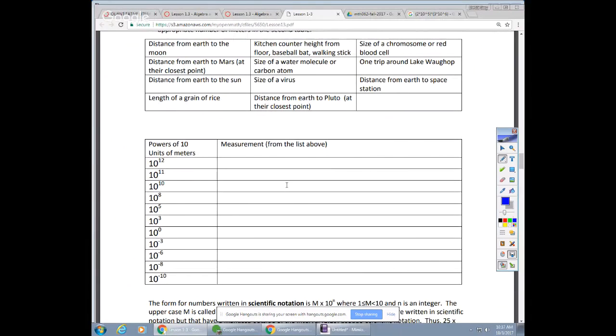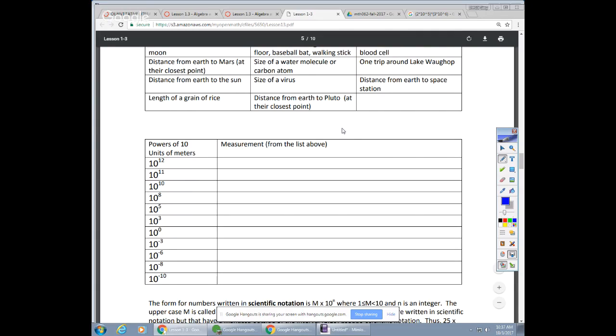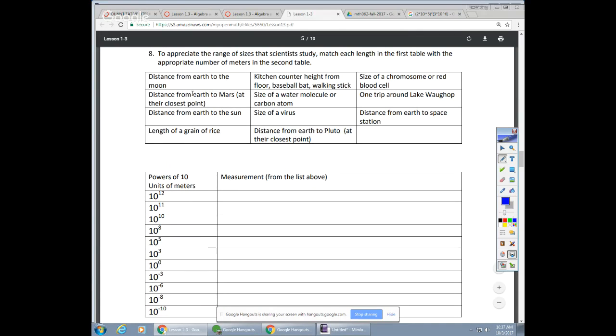So, 10 to the 12th power, is that something really big or really small? It's huge, right? 10 to the negative 10th, really big or really small? Really small, like nanotech. Okay, so we want to try and rank these. Look at this list right here. What do you think is the biggest thing in this list?